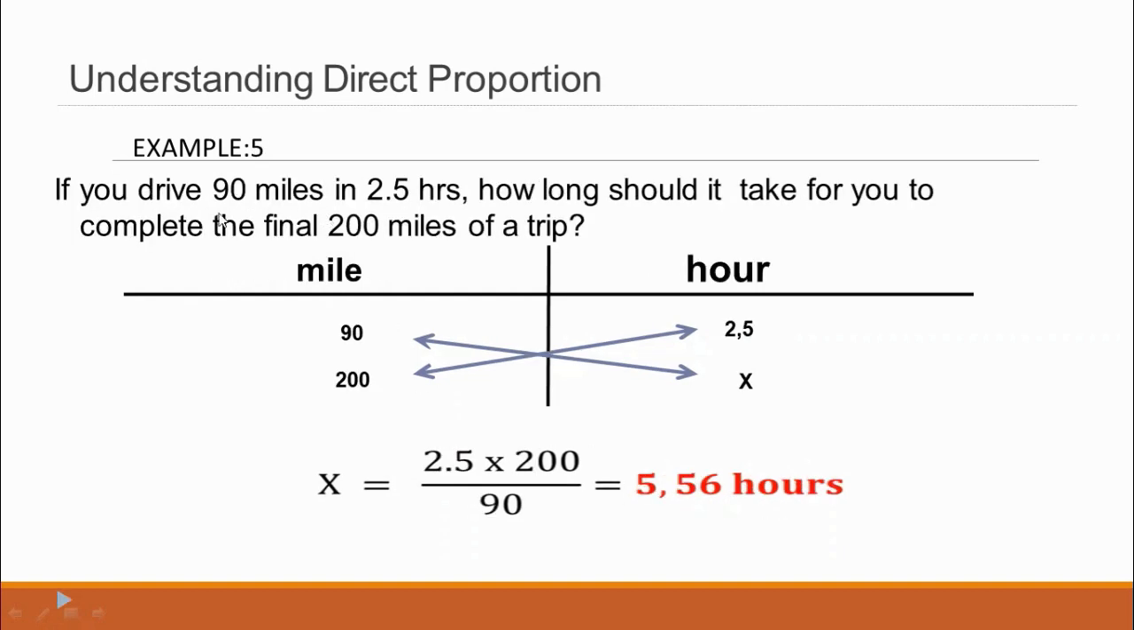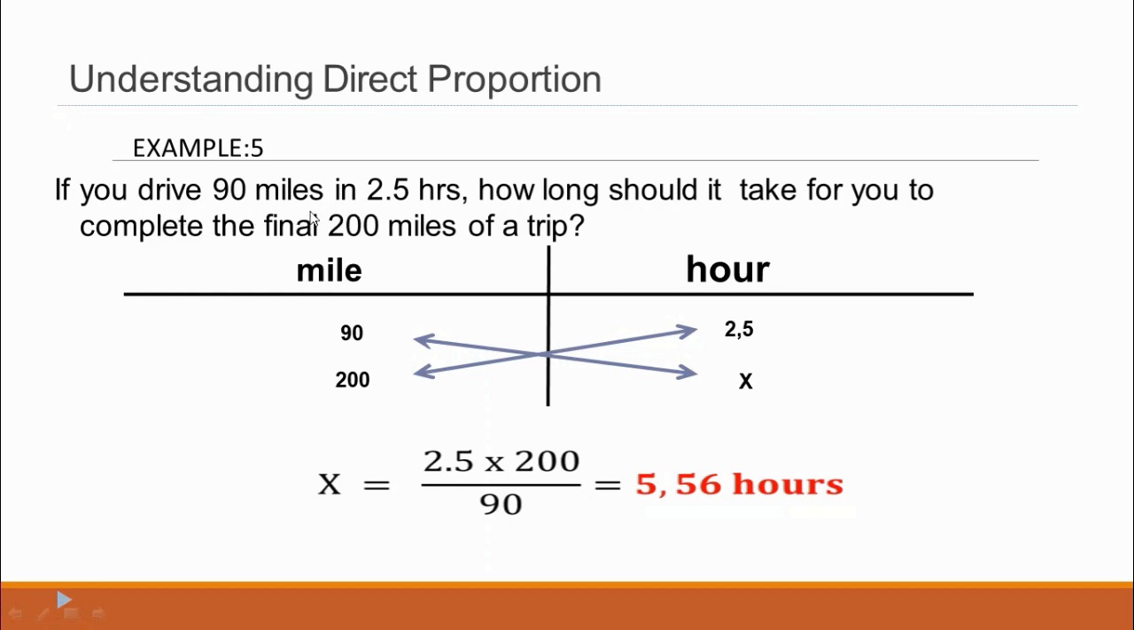Now another example. If you drive 90 miles in 2.5 hours, so 90 miles is present in the first sentence. How long should it take for you to complete the final 200 miles of a trip? So in this example, 90 miles in the first sentence and 200 miles in the second sentence. So first of all, write the 90 and at the bottom write the 200.